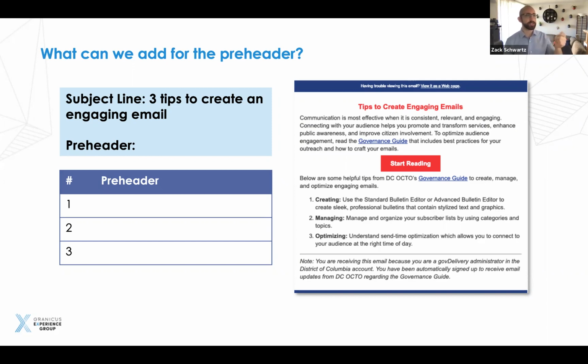If you click on this button, you'll be able to create bulletins. You'll learn to manage your topics and categories, and you'll learn how to optimize your emails. So this is our email. Our subject line was 3 tips to create an engaging email. I would love to hear from the group. What do you think a good pre-header might be for this? We'll add it in.